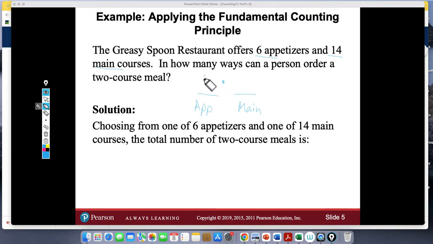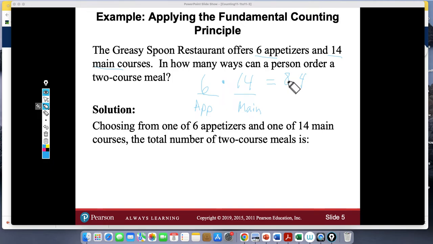So there are 6 choices of appetizers and 14 choices of main courses. So at this particular restaurant, I have 6 times 14, which is going to be, 6 times 4 is 24, carry the 2, 84 different meals I could have.